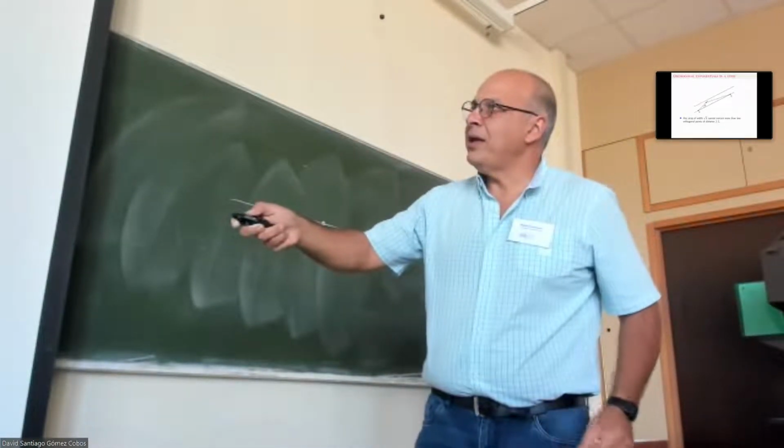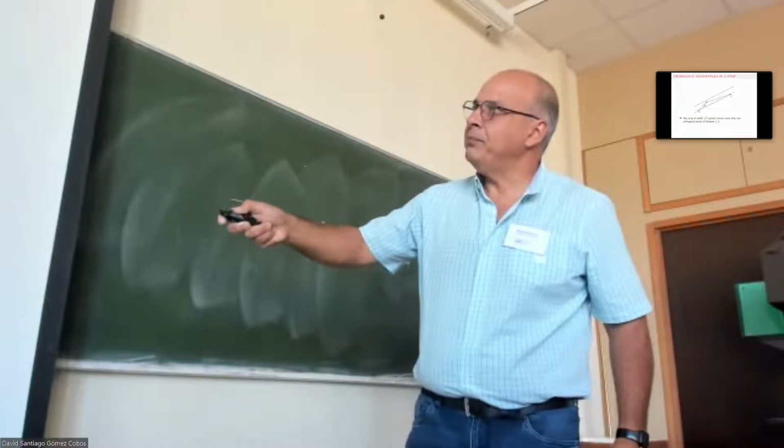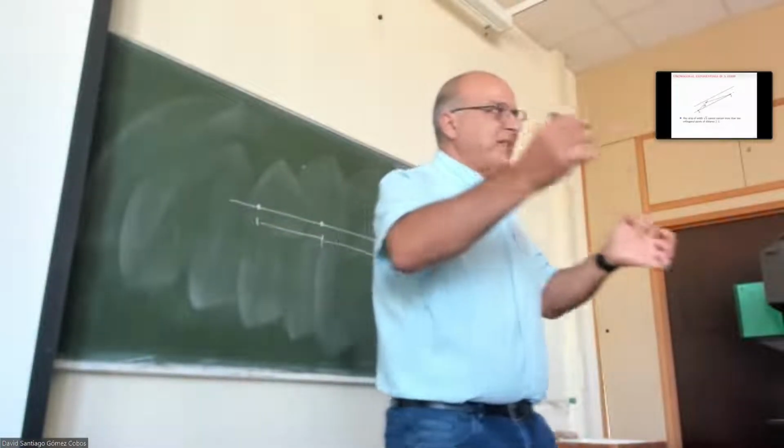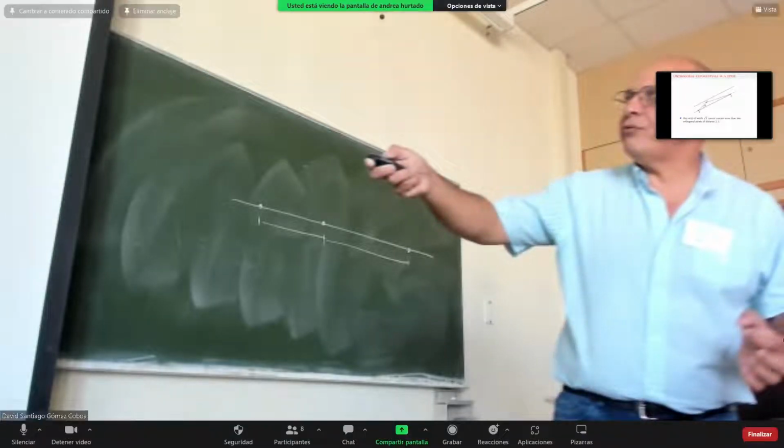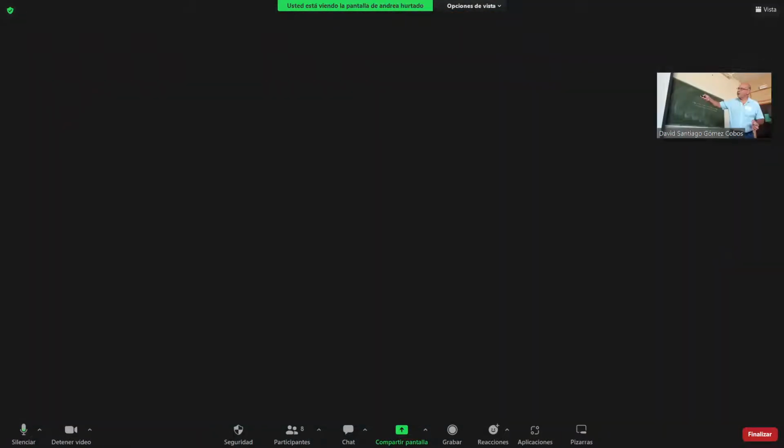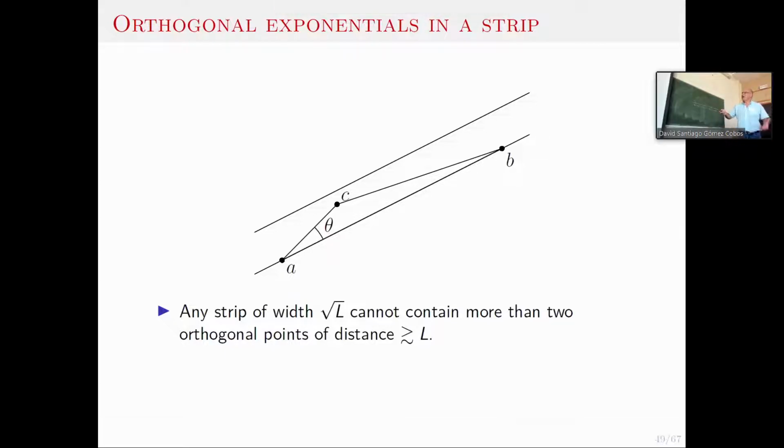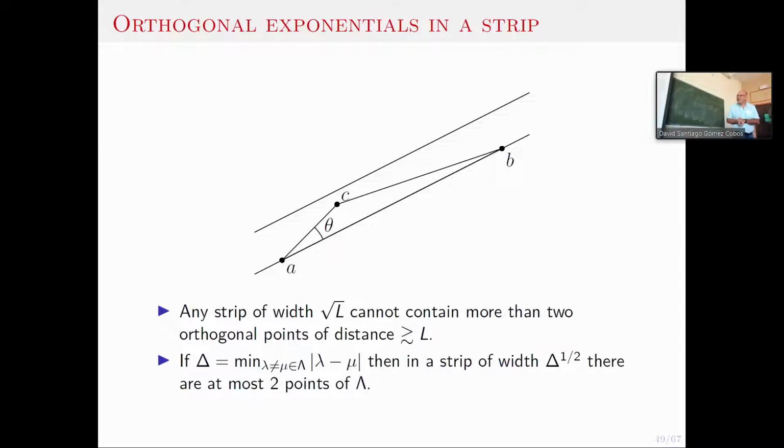So suppose you have a strip of width, let's say, root L. And then you have 3 points in the strip of distance at least L in pairs. So you have 3 points in a strip whose distance is at least L, and the width of the strip is root L. This cannot happen because this forces the angle theta to be less than 1 over root L. So if you choose the right constant, then you get that any strip of this width, remember, delta is the minimum distance of any 2 points, so any 2 points are at least delta apart, you can only have 2 points in it. Because if you had a third point, it would contradict this.